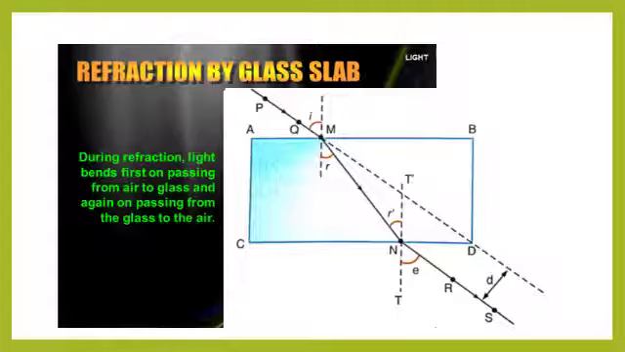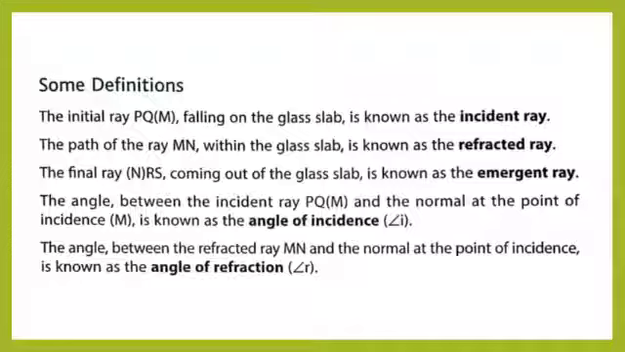Now some definitions. The initial ray falling on the glass slab is known as the incident ray. The path of the ray MN inside the glass slab is known as the refracted ray. The final ray RS coming out of the glass slab is known as the emergent ray. The angle between the incident ray and the normal at the point of incidence is known as the angle of incidence. The angle between the refracted ray MN and the normal at the point of incidence is known as the angle of refraction.